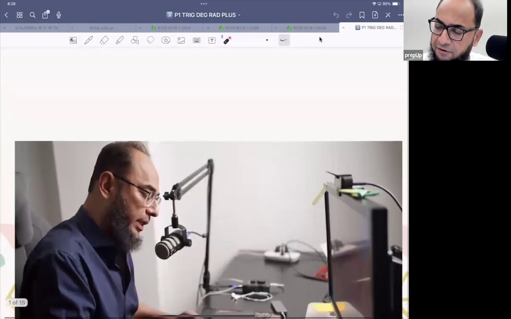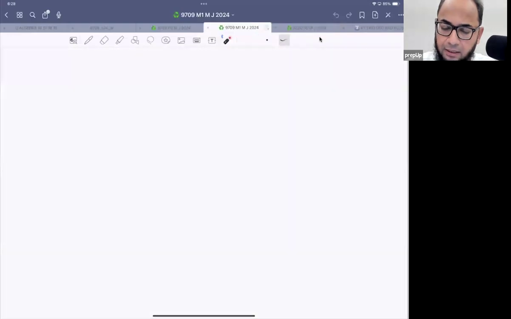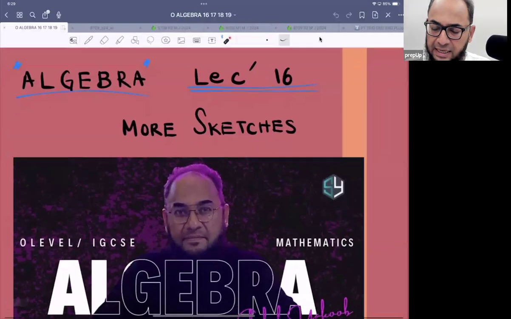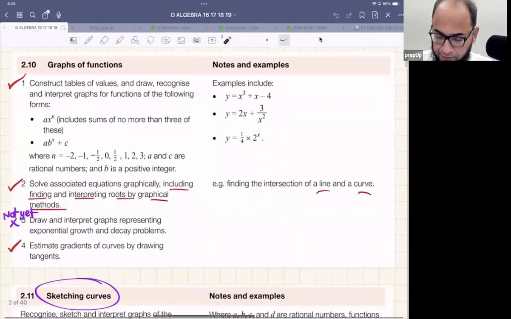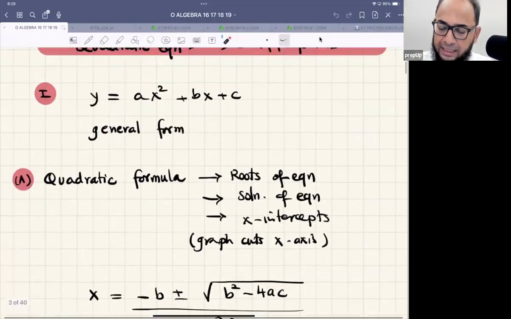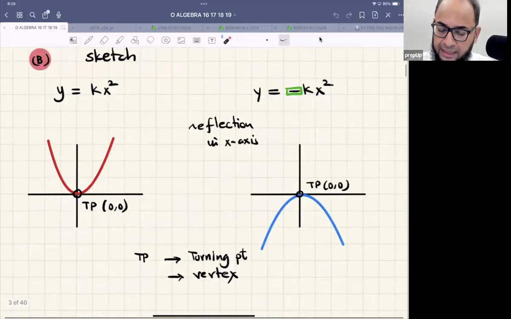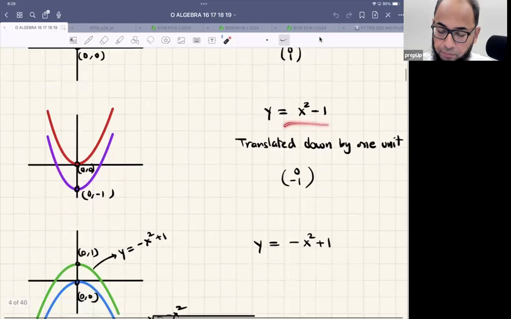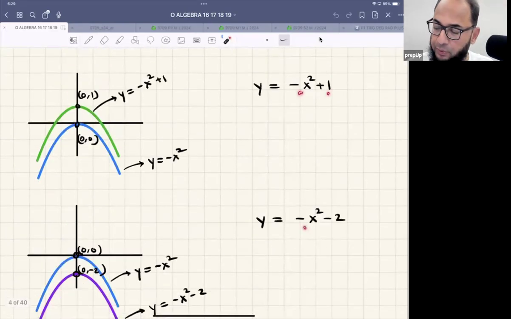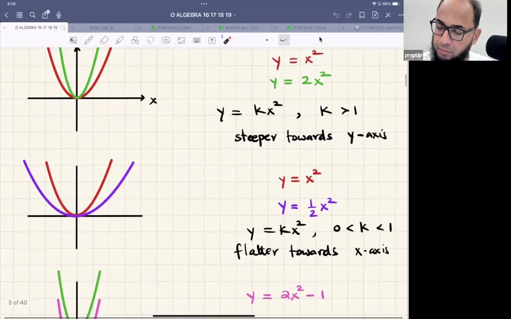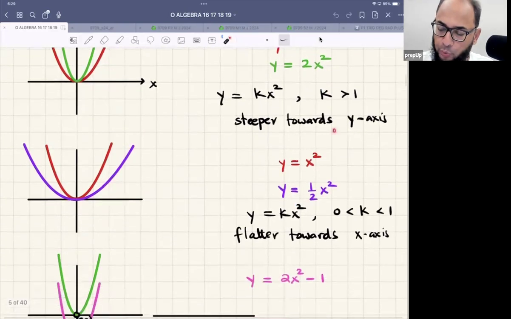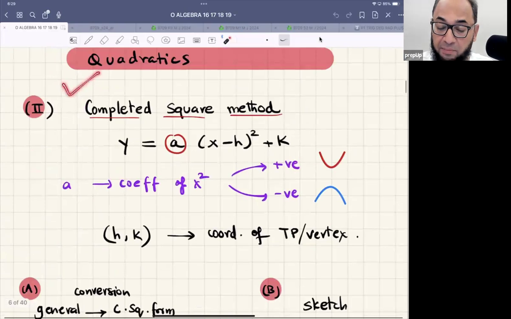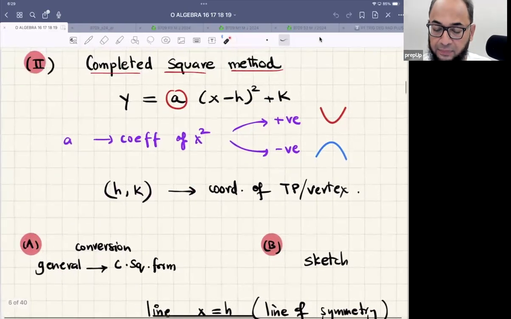This is my A-level stuff. And where is it? Over here. 16, 17, 18, 19. Lecture 16, more sketches. And then this is quadratic, and then the quadratic sketch, and then the translation up and down: minus x squared plus 1, minus x squared minus 2. Then it's 2x squared. This we talked about earlier. We further talked about it at one point. Completing the square method, very, very necessary.